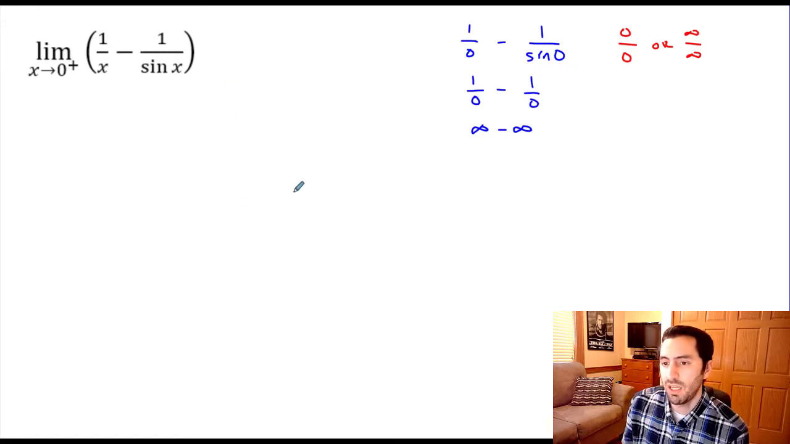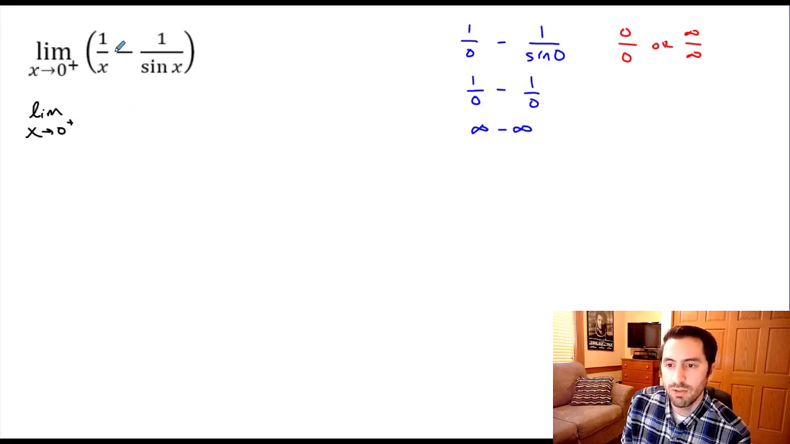When we have an indeterminate form of infinity minus infinity, the best thing we can try first is just to combine our two fractions together. So let's get a common denominator. We'll subtract these two fractions, and let's see what we get. So this is the limit as x approaches 0 from the right. So my common denominator is going to be x times the sine of x.